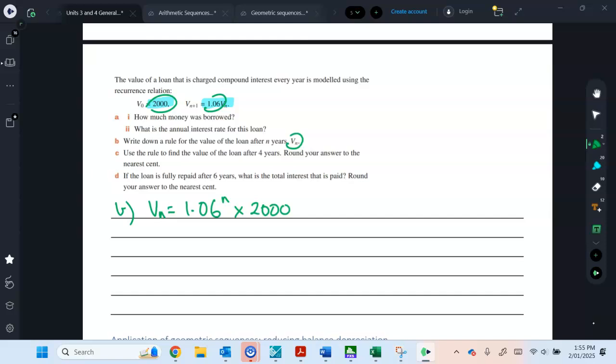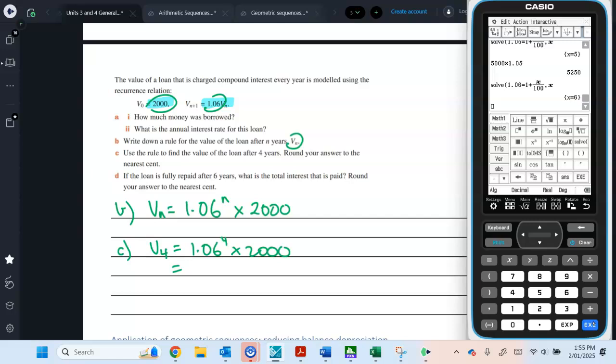Question C, use the rule to find the value of the loan after 4 years. So all this means is wherever we see n, we put the number 4. And then we're not using recurrence relations. We can just put this straight into our calculator. So 1.06 to the power of 4 times 2000. All right, and we're going to have to round to the nearest cent.